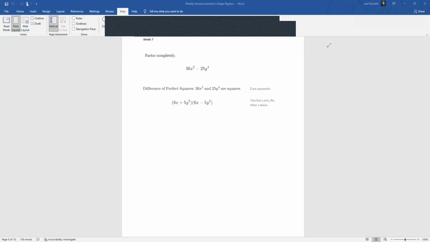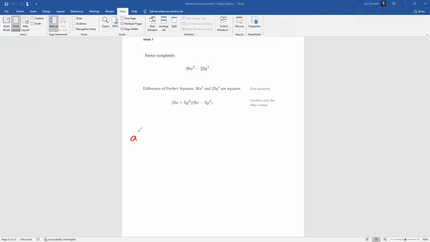Okay, this is our week 7 tutorial, and we're going to look at a specific case of factoring differences of squares. And differences of squares look like this. Let's say you have a to the power of 2 minus b to the power of 2.